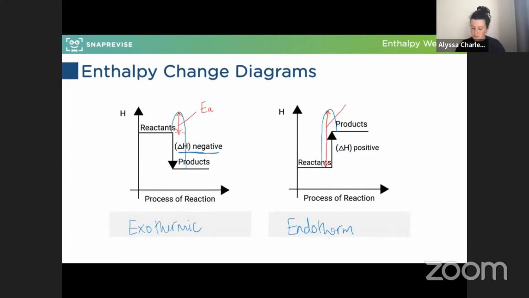Oh, I've not finished the word endothermic. I'll do that in a second. Okay, so it's not from the top line to the top of the hump. It's always from the reactants to the top of the hump. So here the activation energy is going from the reactants to the top of the hump. Let me just finish writing endothermic there. Which is often why lots of endothermic reactions need a bit of a kick to get going, because their activation energy is considerably higher. Okay.